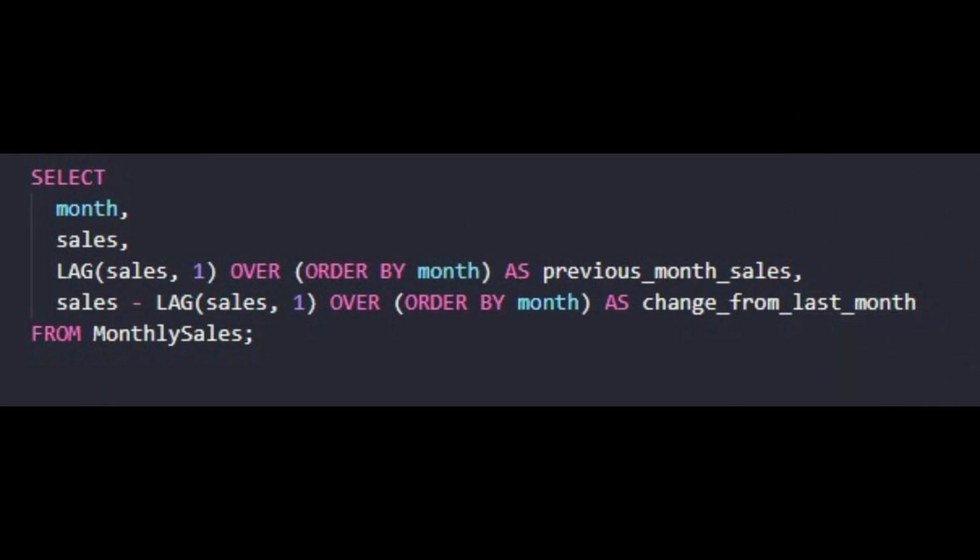So now in each row, the lag is pulled from sales from one row back, according to the order by month sequence. Now you have the current month and the previous month side by side. And then we also have that variance that we just talked about. No self-join needed, no subquery. It is just an easy to read, easy to maintain window function, all in one row.